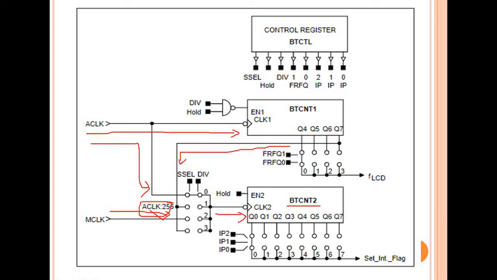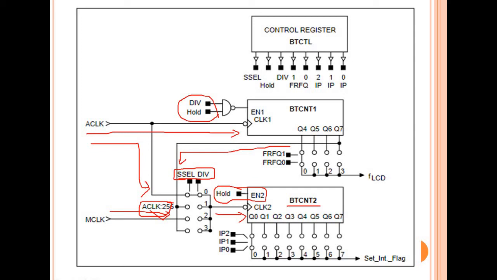Here the clock selection is made with the help of the bits SSEL, clock source selection, and division bits, which are present in the basic timer control register. It will be discussed later. See here, by enabling the hold bit, you can stop basic timer counter 2. If hold bit is equal to 1, this basic timer counter 2 will be stopped. And by setting these two bits, hold and division bit here, you can stop basic timer counter 1.